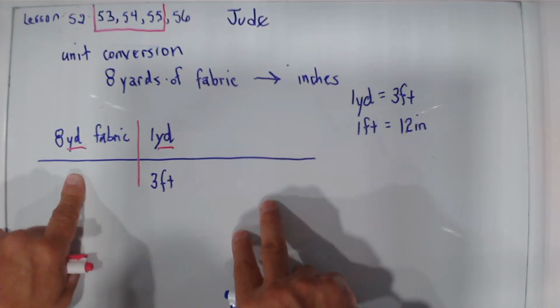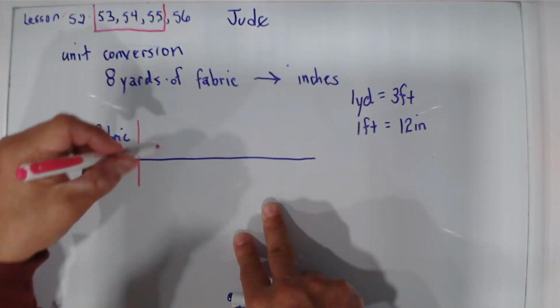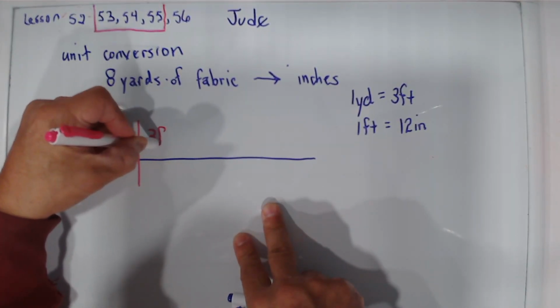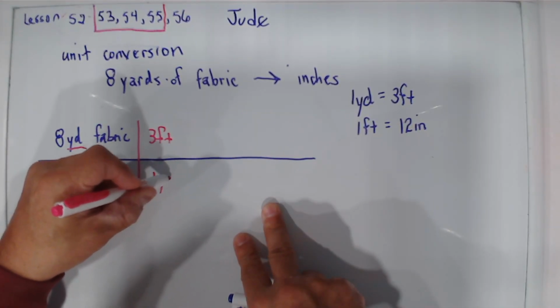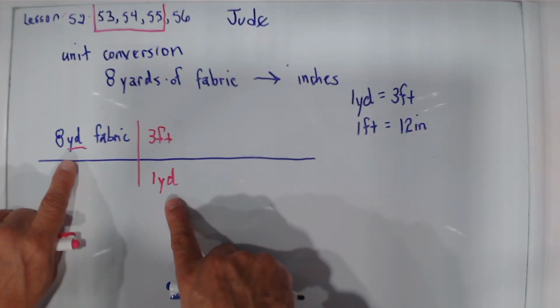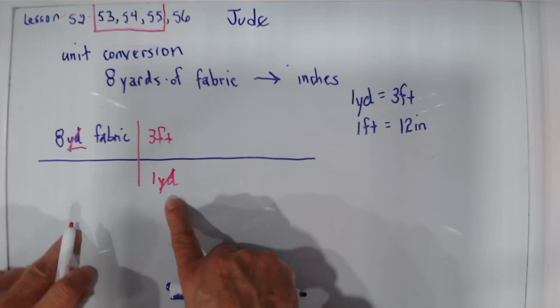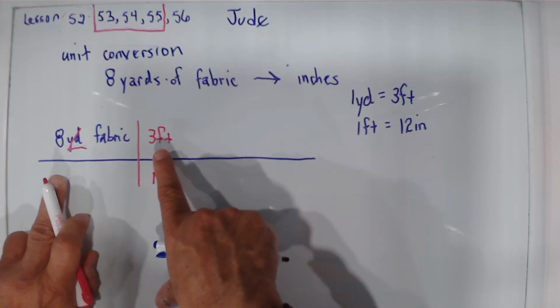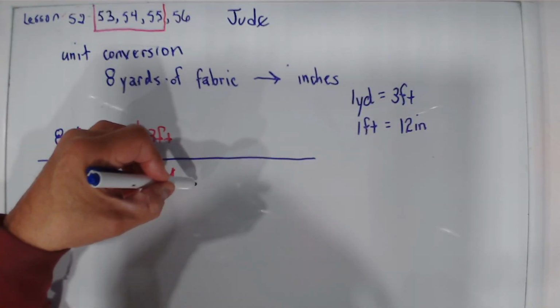So let's flip it over and see if that helps. Now I'm going to put 3 feet on top and 1 yard on the bottom. Let's see if that works better. Okay, yard on the bottom, yard on top. Much better. I can cancel out yards. Oh, good. See, my units are now in feet, so I think we're on the right track.